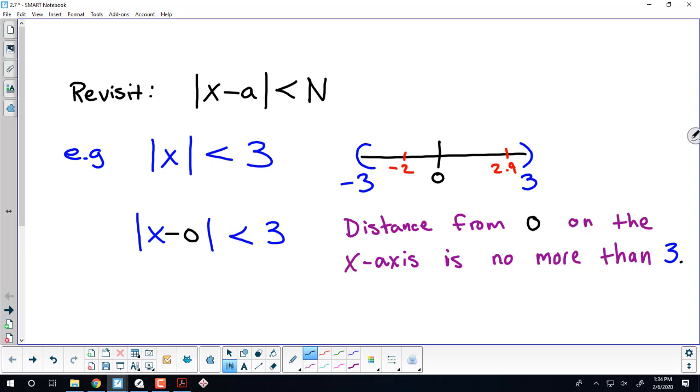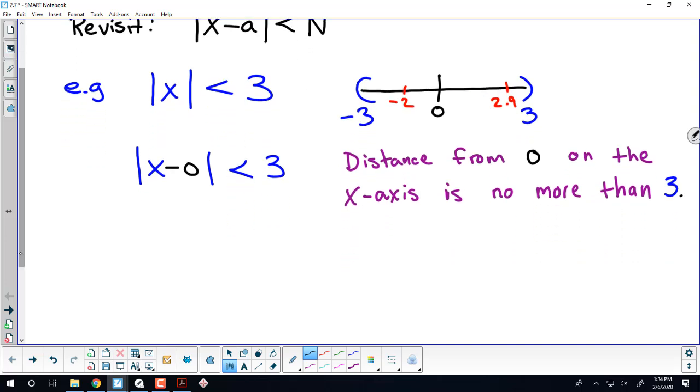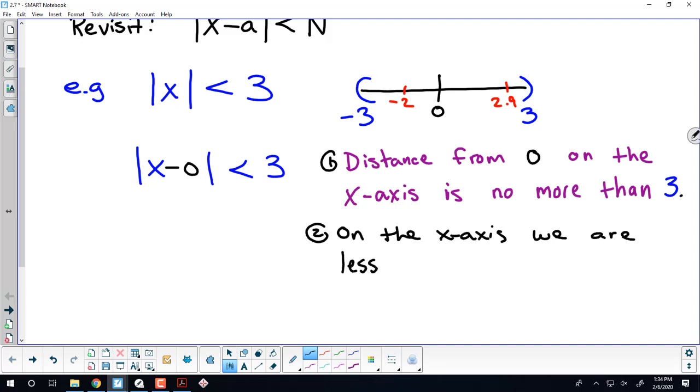Okay. Or let's write this out: on the x-axis, we are less than three units away from 0. So it's kind of the same statement. It just depends on how you want to think about it.